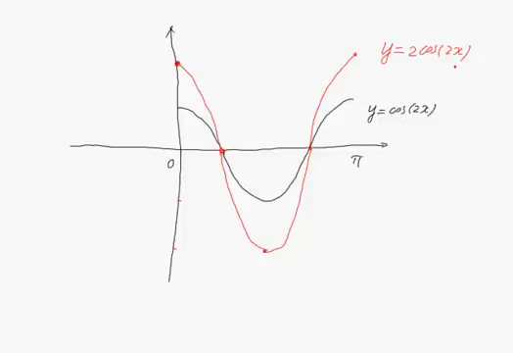Why don't I use the 3? 3 is too much, right? If I use the 3, my screen cannot hold it. Okay, this is step 2. We just stretch this cycle vertically so that the amplitude is equal to 2, right? So change from 1 to 2.